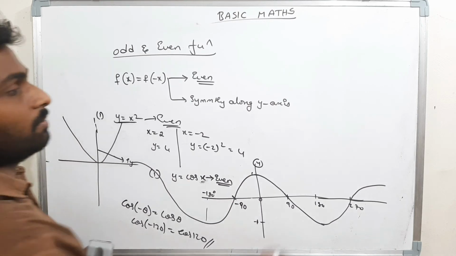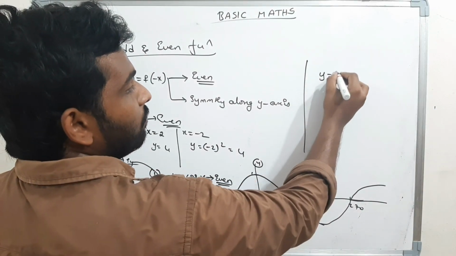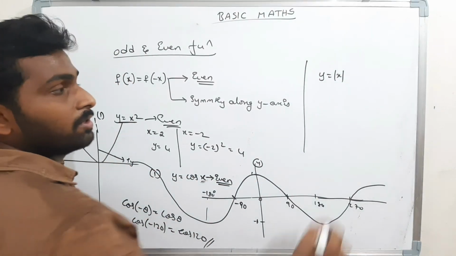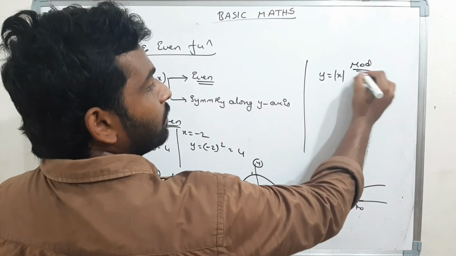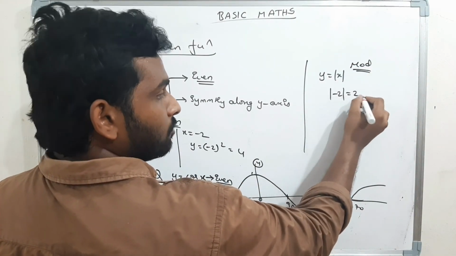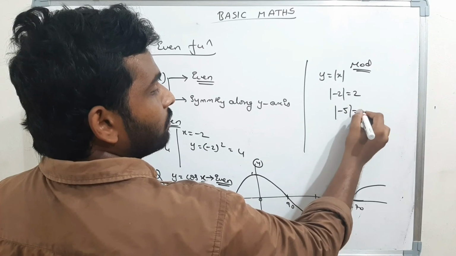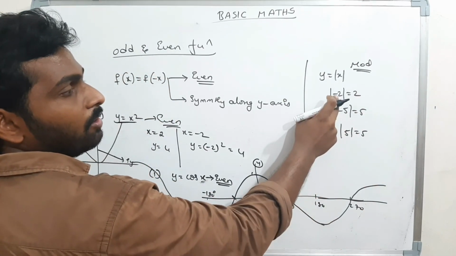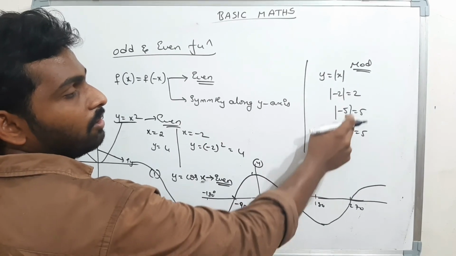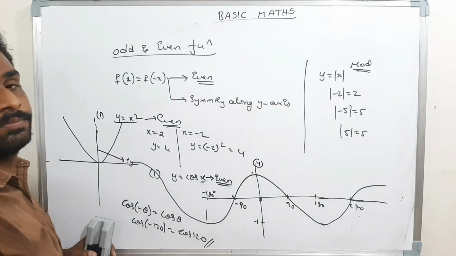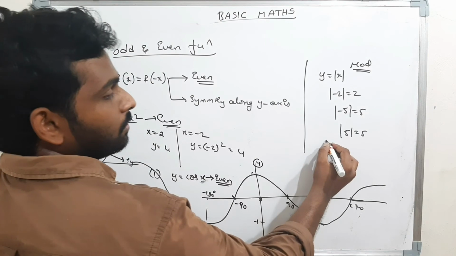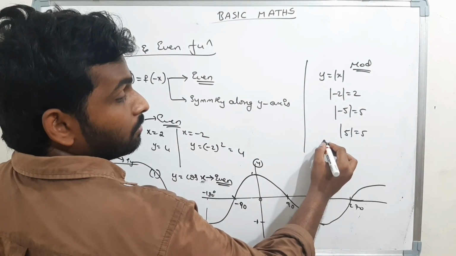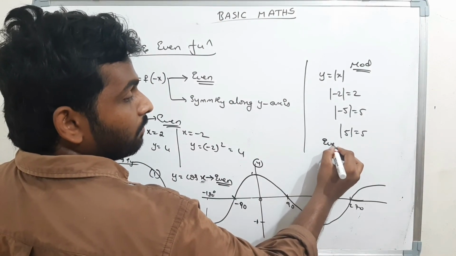Okay, we'll see one more example, like y is equal to mod x. Mod function means, what is the mod of minus 2? 2. What is the mod of minus 5? 5. What is the mod of 5? 5. Whatever be the value of x, it may be positive or negative, the output will be positive. Therefore, is it even or odd? It is an even function.